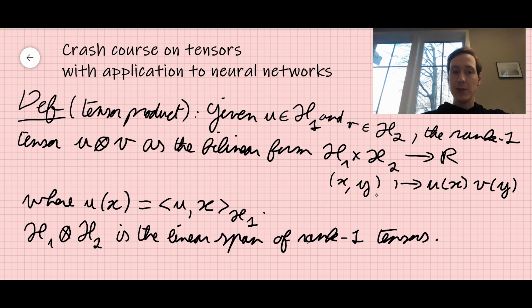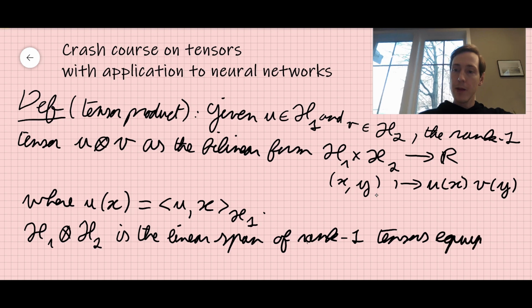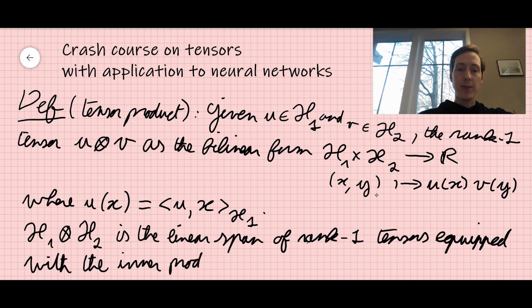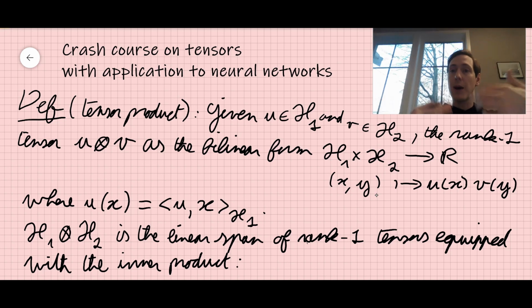So H1 tensor H2 is a linear span of rank 1 tensors equipped with the inner product, which is defined as follows. I'm only going to define the inner product on rank 1 tensors, and then it's going to be extended by linearity to any linear combination of rank 1 tensors, to all of H1 tensor H2.